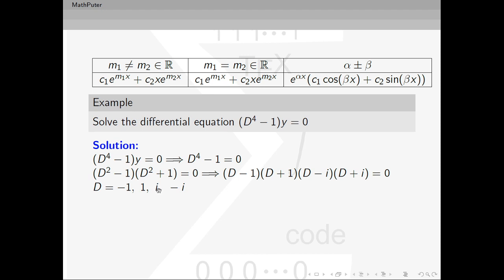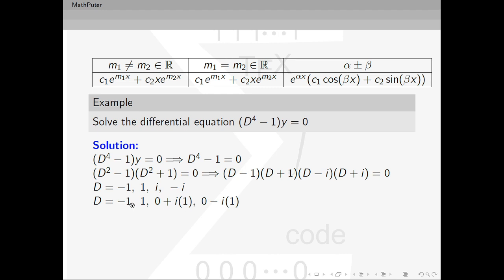What is the real part and what is the imaginary part? So the real part is 0, because I can rewrite i as 0 plus i into 1, and minus i is 0 minus i into 1. So the real part is 0. This is our alpha. Okay.